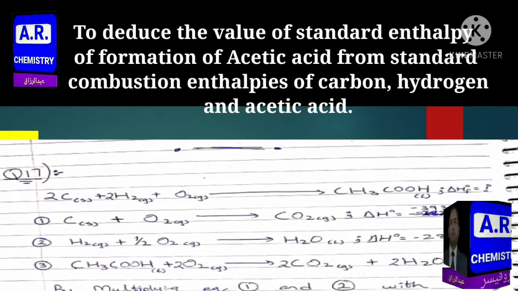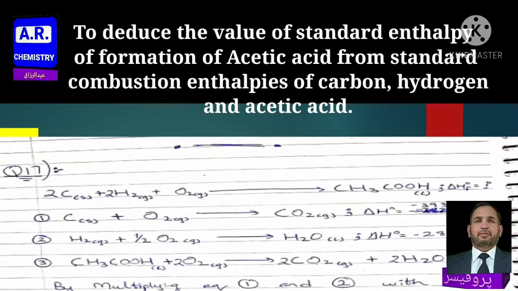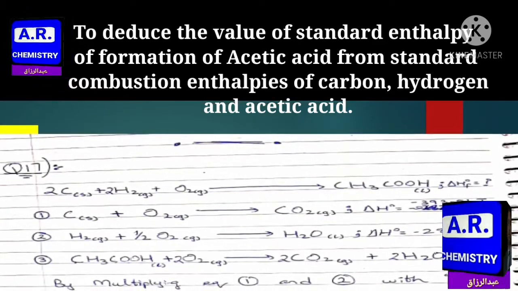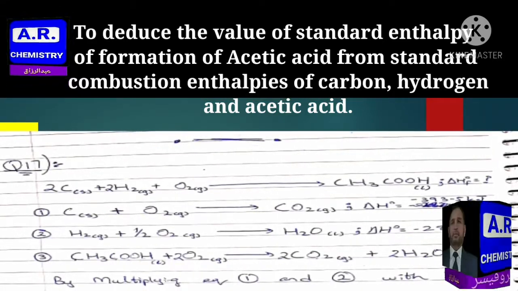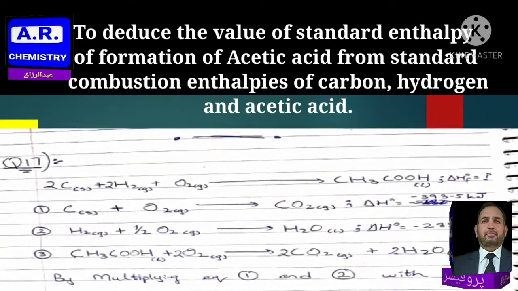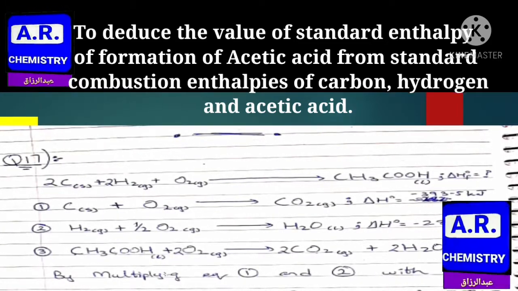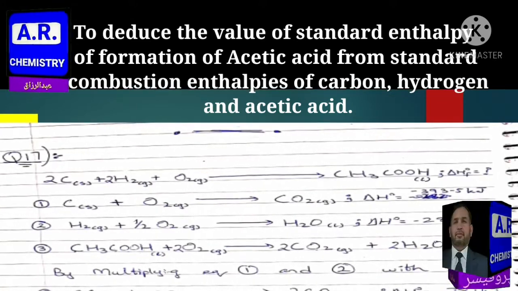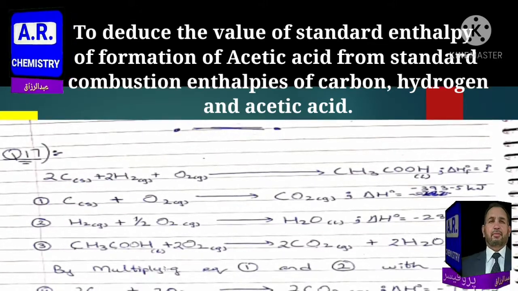You are to deduce the standard enthalpy of formation of acetic acid from the given data, which is the standard combustion enthalpies of carbon, hydrogen and acetic acid. As I have told you earlier, the very first step is that you are to write the target equation or required equation. And in this case, the required equation is the formation of acetic acid.